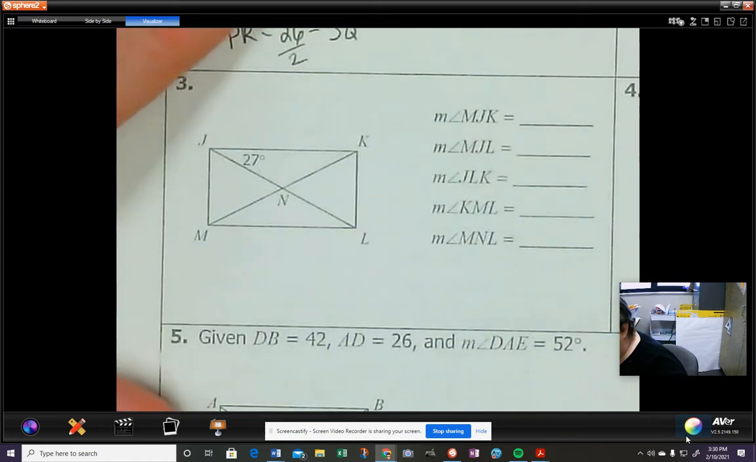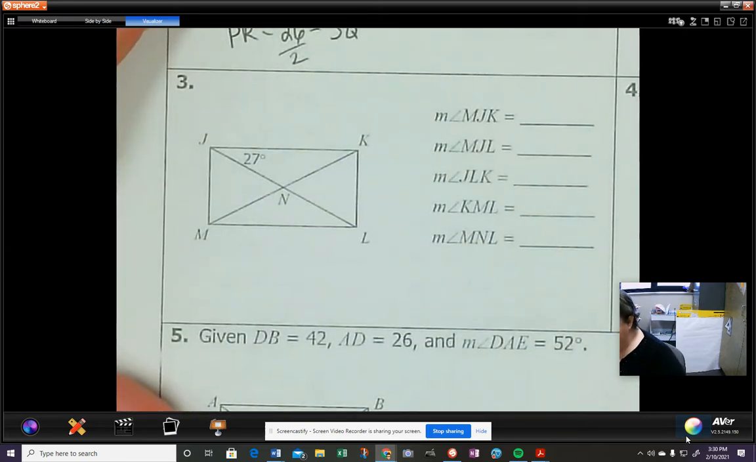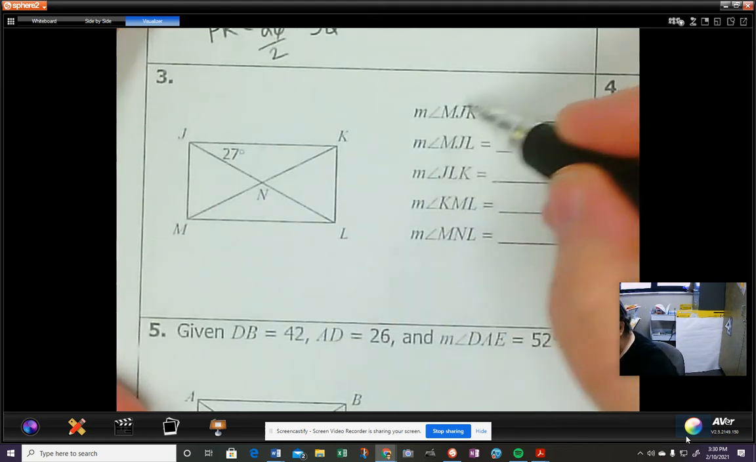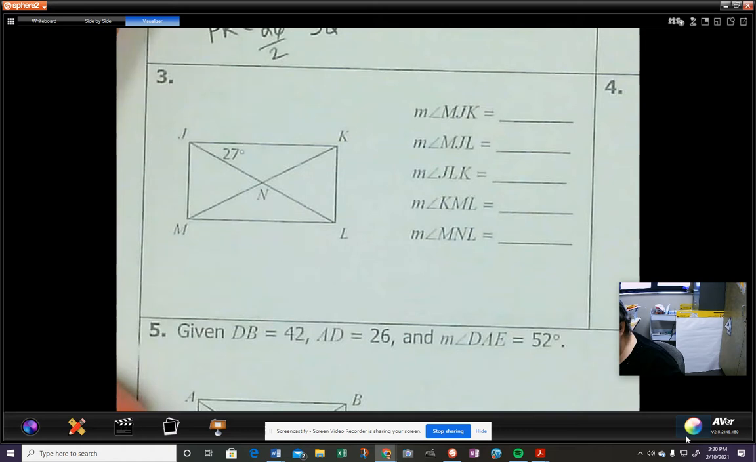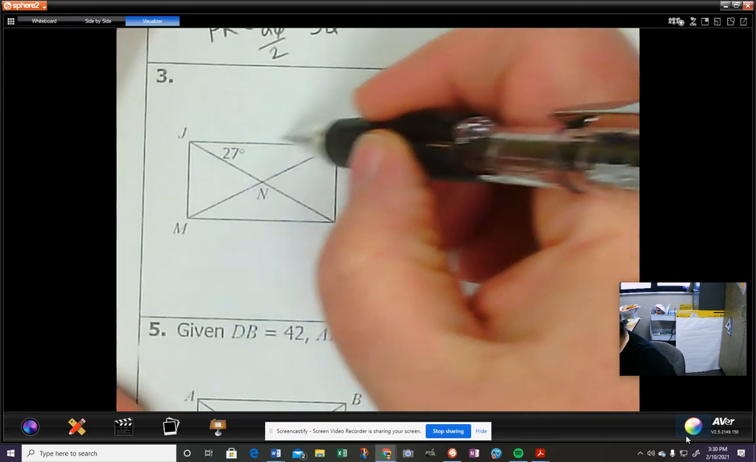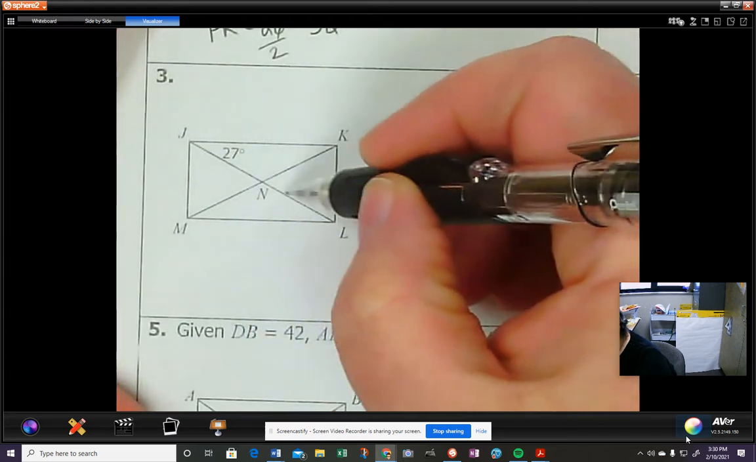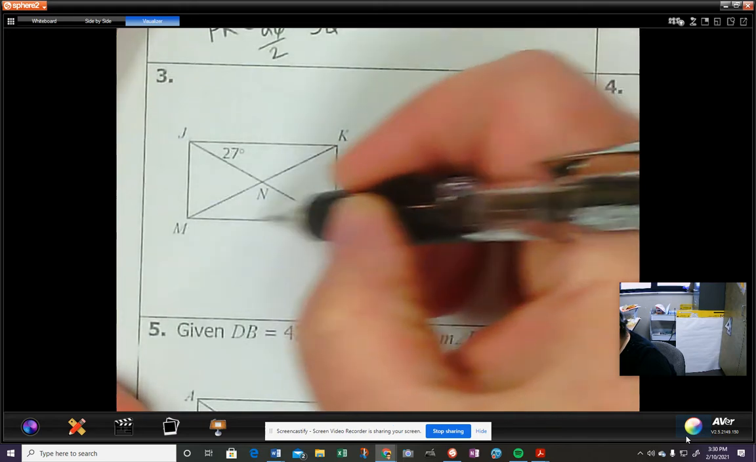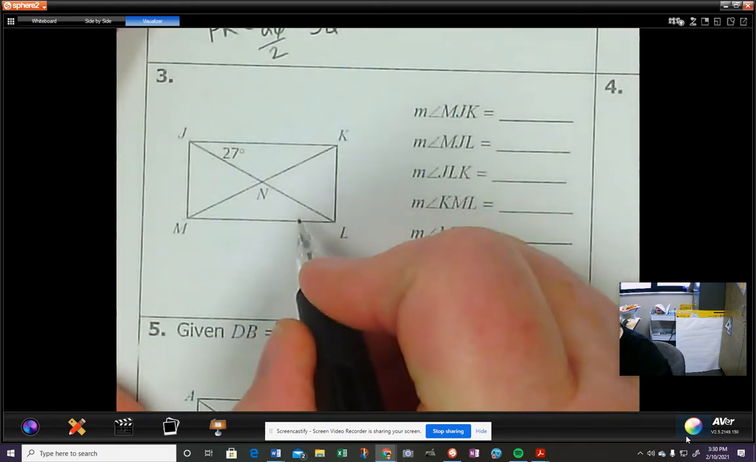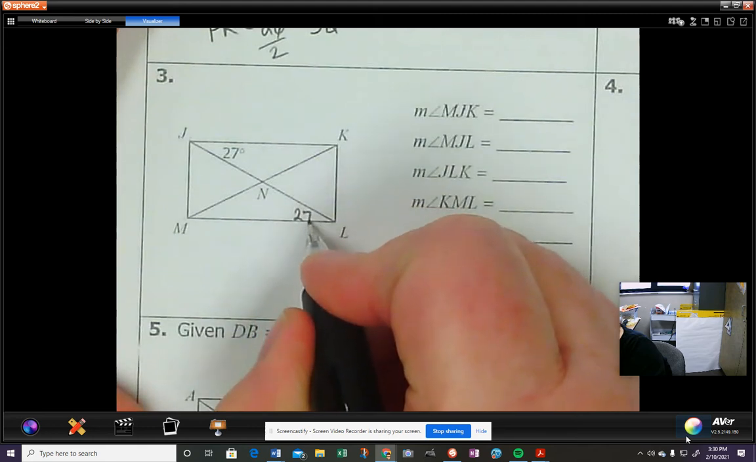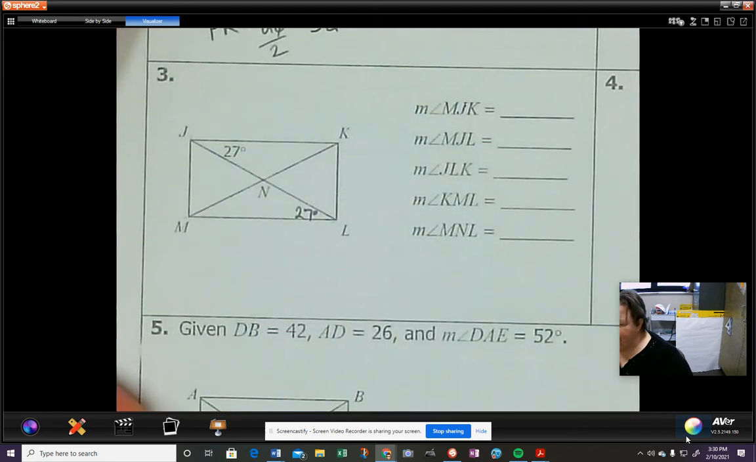This one has angles in it. Remember, when you're dealing with angles, you have to look at the middle, and the other two tell you the direction to go. So let's fill in what we know about angles. KJL and JLM are congruent by alternate interior angles. So that was 27.